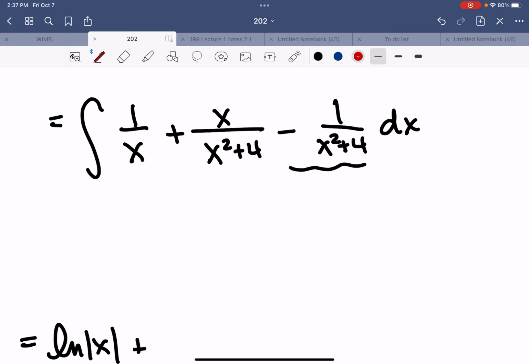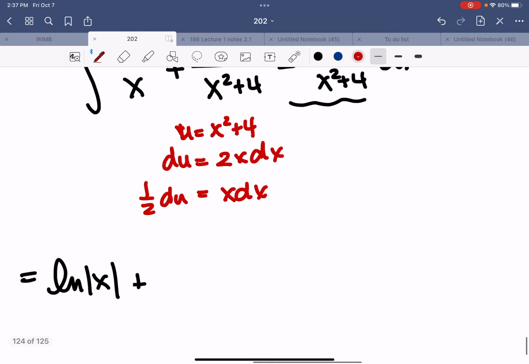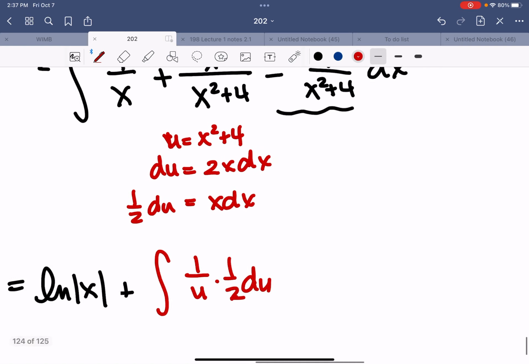So for the middle one, we're going to let u equal x squared plus 4. And then du is 2x dx. And the x dx is 1/2 du. So that when I make that u sub, I have the integral of 1 over u times 1/2 du, and that 1/2 can come out front, and we'll deal with that in the next one.